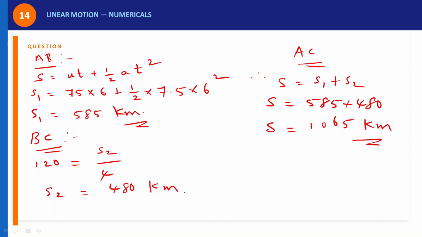A to C, I mean the total distance, S equals S1 plus S2, 585 plus 480. Therefore, the final answer is S equal to 1065 kilometers.